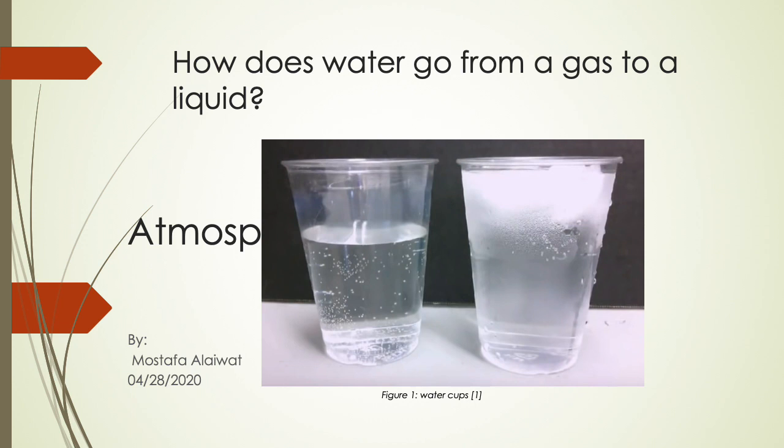First, I would like to start with this question. How does water go from a gas to a liquid? We see this most of the time on cold surfaces. Like here in this example, both of these cups are the same and both are filled with water. The only difference is the one on the right has ice on it, which makes it create water drops on the surface. This is called condensation.